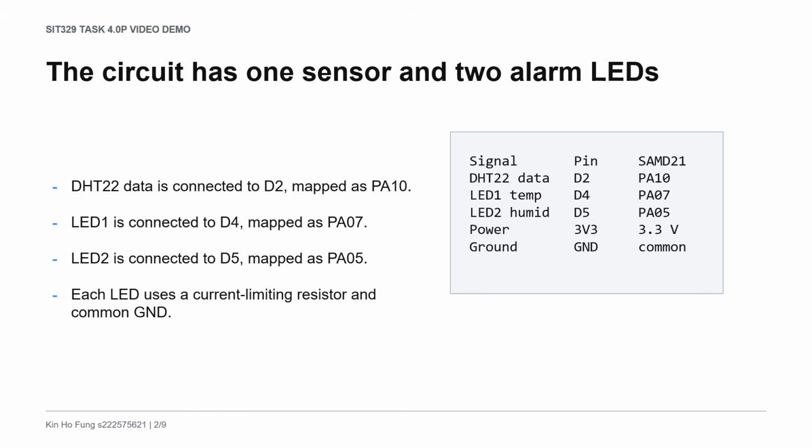The sensor is powered from the 3.3 volt rail. The code assumes active high LEDs, so writing high turns an LED on.